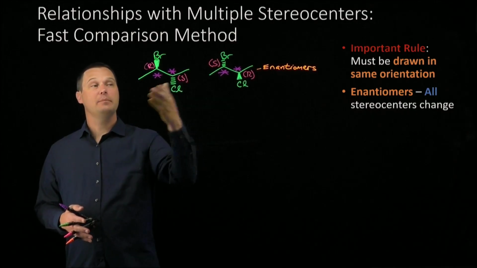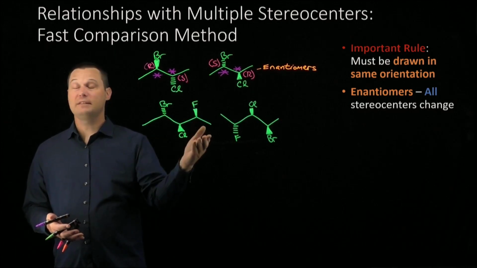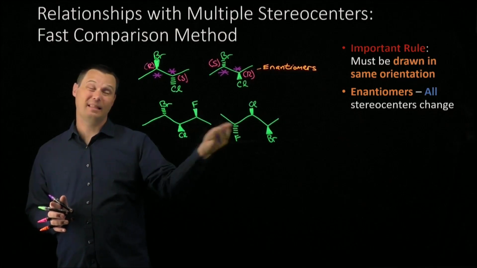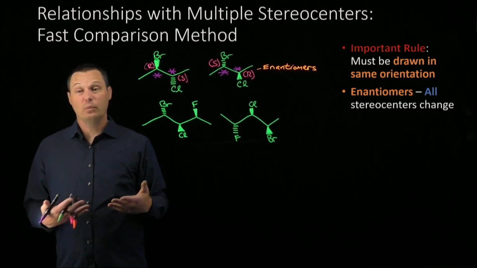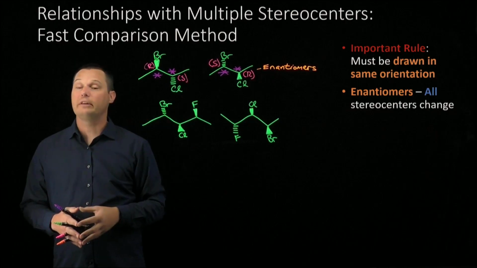As long as they're lined up in the same orientation, this method saves you a lot of time. This method works no matter how many stereocenters there are in the molecule, as long as they're drawn in the same left-to-right orientation, and these molecules are not. So what can we do? We have two choices. The first, we can rotate one molecule to be the same orientation as the first molecule.